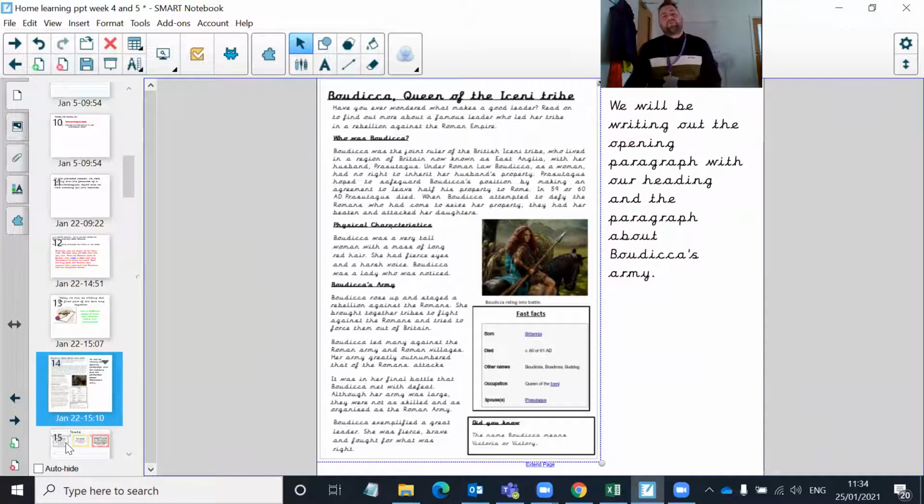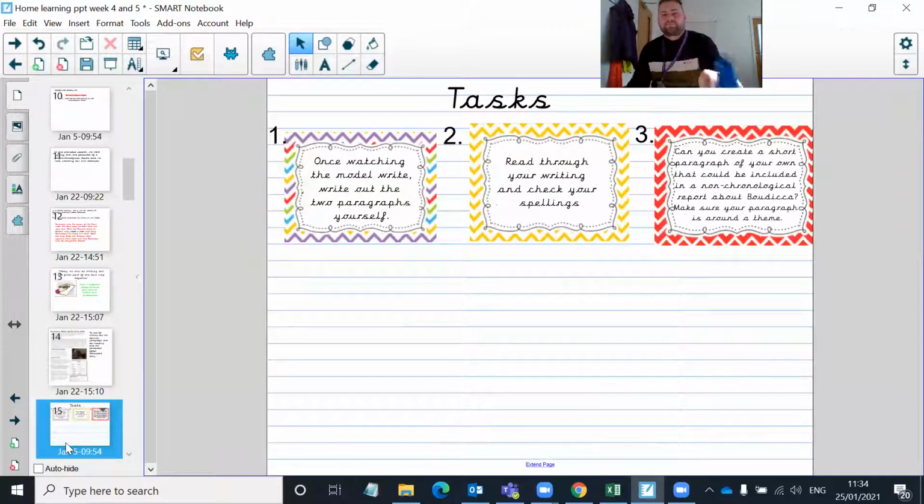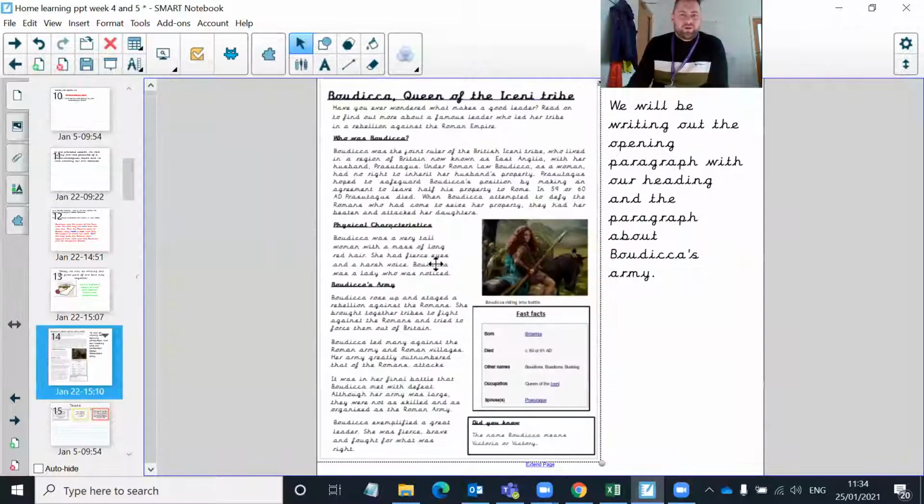I'm going to model that for you, but before we do, once you've watched me write, these are your tasks. Write out the 2 paragraphs for yourself. You're going to watch me do it first, and then you're going to take a turn. Then you read through your writing, check your spellings, and then for challenge number 3, can you make your own short paragraph that could be included in a non-chronological report about Boudica? Make sure your paragraph is based around one theme. Try not to copy one that is here for you.